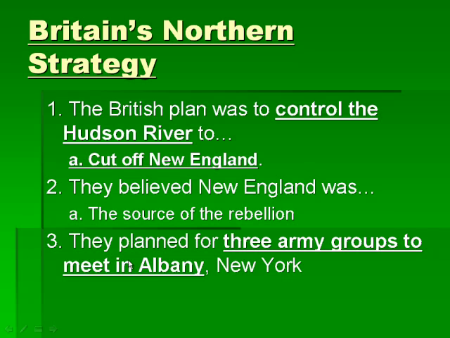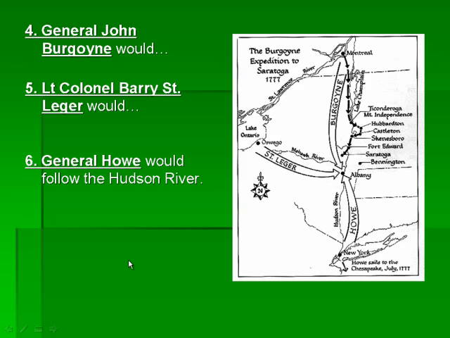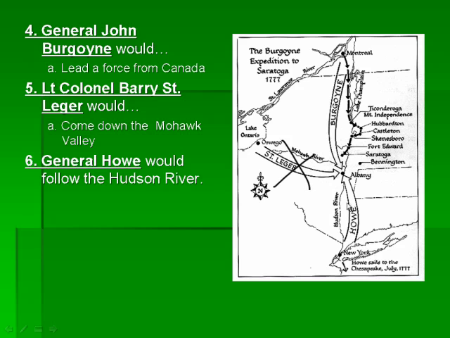The plan here is for three British army groups to meet all at once in Albany, which is near the head of the Hudson River, and that would allow them to control the Hudson River. Of the three army groups, General Burgoyne would march down from the south, from Canada. Leger would come from the west to the east through the Mohawk River Valley, and General Howe would come up the Hudson River. So this is the plan. What's going to end up happening is that Leger and Howe are not going to end up coming to Albany for various reasons, and Burgoyne is going to be the only one on his way to Albany.